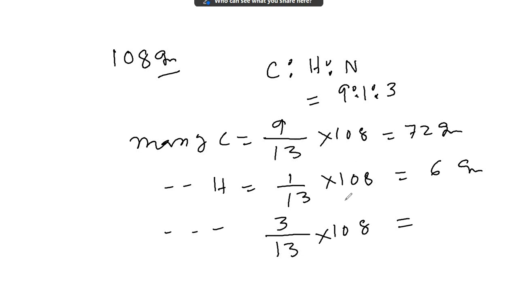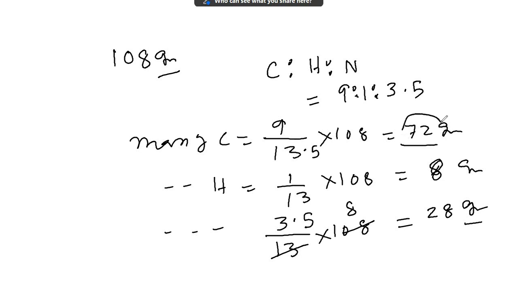Wrongly I've written it, it is not 13, it is 13.5. On adding, 9 is to 1 is to 3.5, in this case it is 13.5. So 3.5 by 13.5 into 108 is roughly 28 gram. It is the mass of carbon, the mass of hydrogen, the mass of nitrogen.